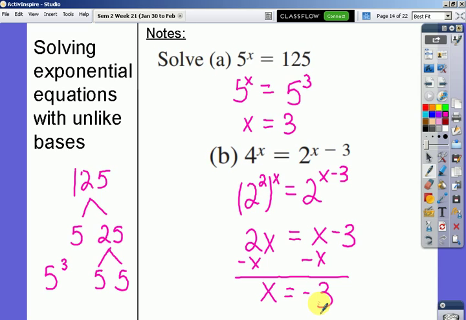And you can always double check this by plugging in negative 3 for x. So you get 2 times negative 3, which is negative 6, so 2 to the negative 6. And you get that on the right side as well. Negative 3 minus 3 is also negative 6, right? Do you have any questions about that?